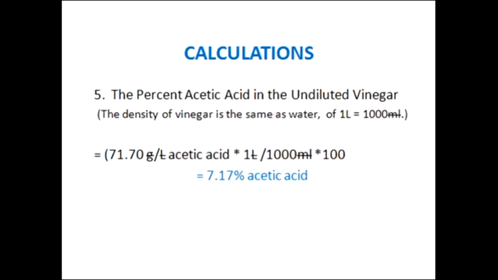Now I have all the information I need to calculate the percent acid in my undiluted vinegar. I know that I had 71.70 grams of acetic acid per every liter of vinegar. To calculate percent, I need volume in milliliters, so I need to multiply by the conversion factor. 1 liter equals 1,000 milliliters, and then multiply by 100 to get percent. And I find that the vinegar I titrated was 7.17% acetic acid.